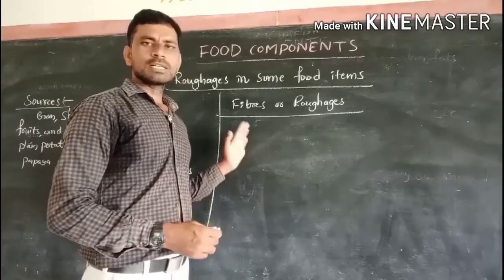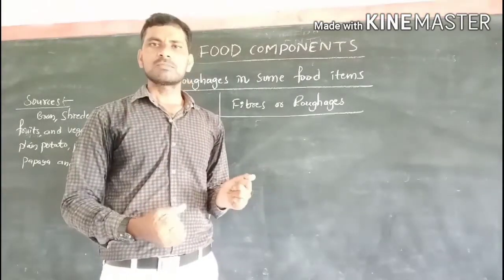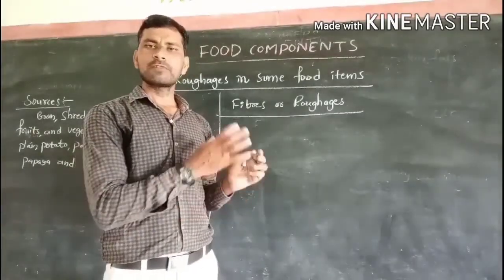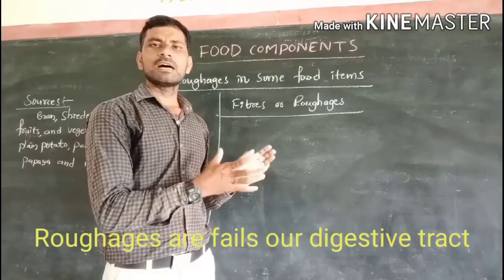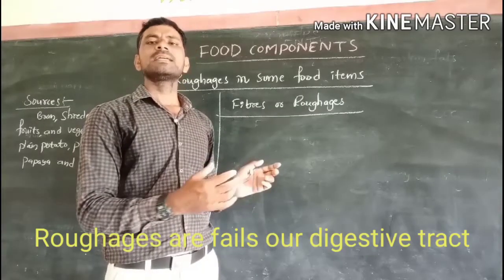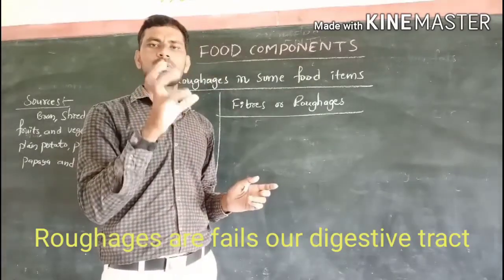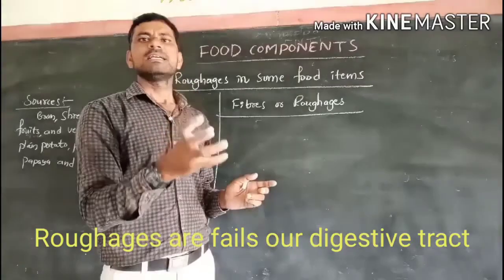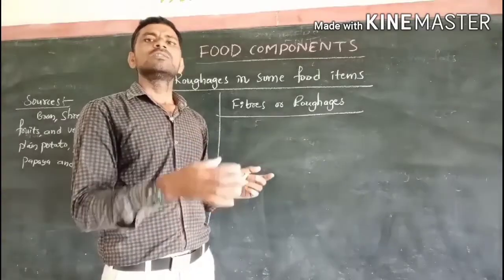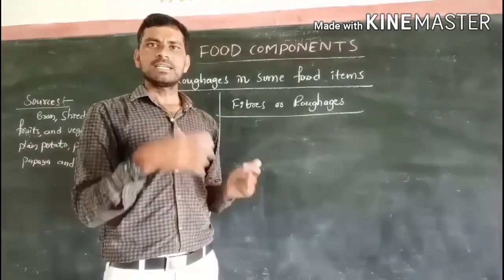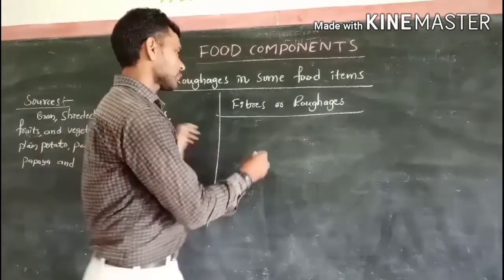When we eat roughage-containing food, it fills our digestive system. These thread-like structures are called fibers. When we eat fiber in our food, it fills our digestive system and makes free motion. They form a ball-like structure inside the stomach, small intestine and large intestine, and push the motion along inside our stomach and prevent constipation.